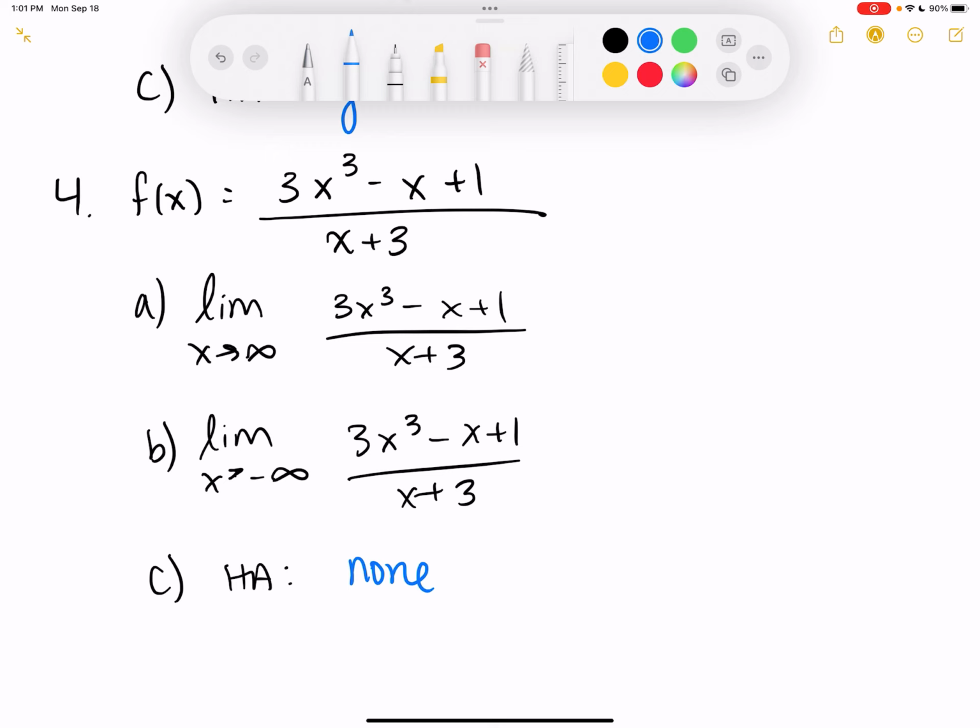Okay, so if I have a really, really big number, let's just say 3 times 500 cubed divided by 500, what's happening? Where's that going? Is that number getting really, really big or really, really small? Really, really big. So that means that that's going to infinity.